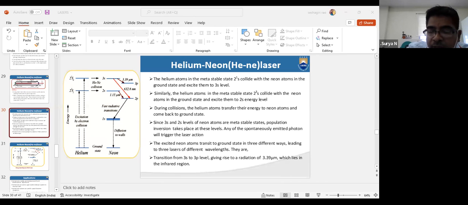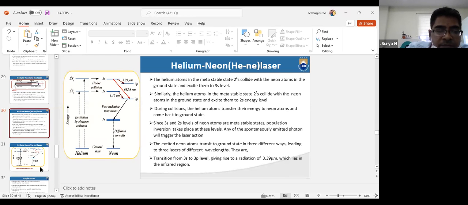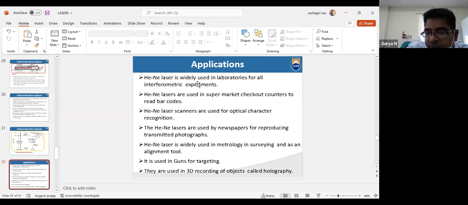That's why we are telling helium neon laser is a 4 level system. Okay, so this is what the cases we are trying to observe, right? Now if you come to the applications of helium neon laser, so helium neon laser is widely used in laboratories for all interferometric experiments. Helium neon lasers are used in supermarket checkout counters to read barcodes.